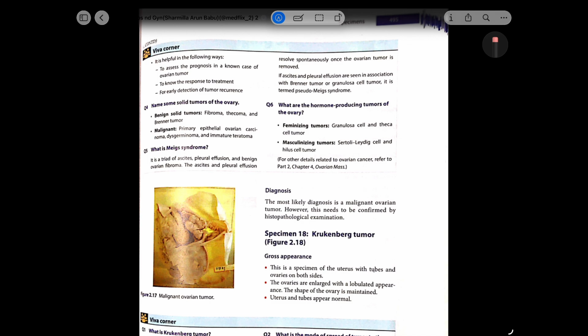Name some solid tumors of the ovary. Benign solid tumors can be fibroma, thecoma, Brenner's tumor, and malignant solid tumors can be primary epithelial ovarian carcinoma, dysgerminoma, and mesothelioma.